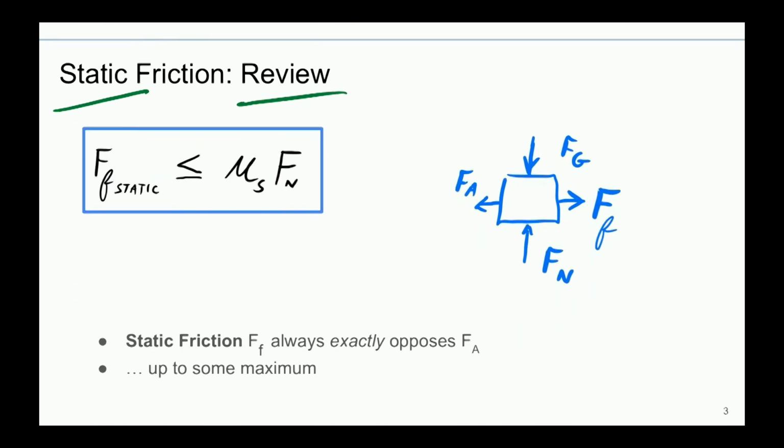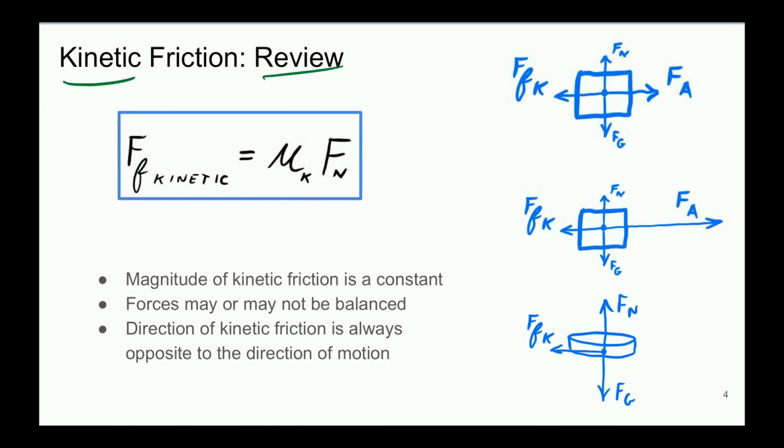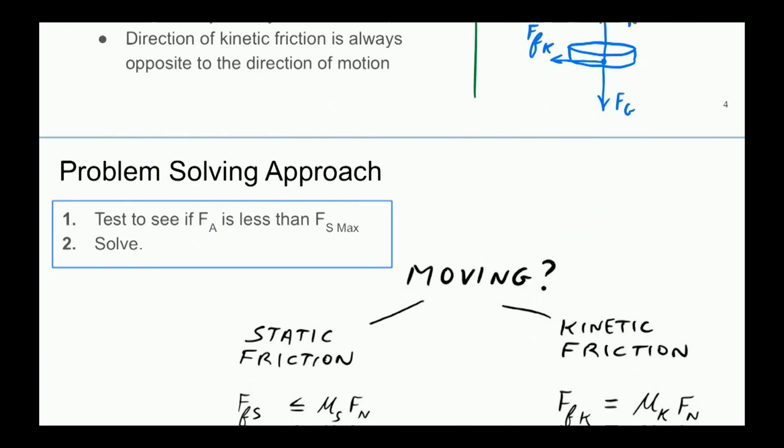constant. Okay, so in review, static friction is always exactly what you need to oppose the applied force, up to some maximum. And in review, kinetic friction is simply a constant. It's something that provides an opposing force to the direction of motion, and it may or may not be balanced with your applied force. We saw some examples as shown here in the right-hand column. We've reviewed those in the prior episode.